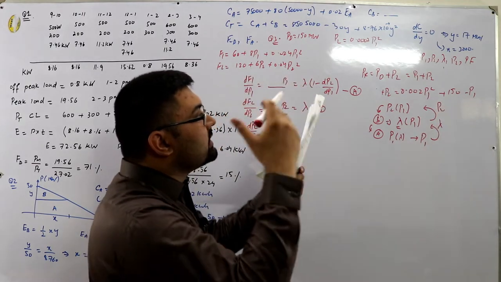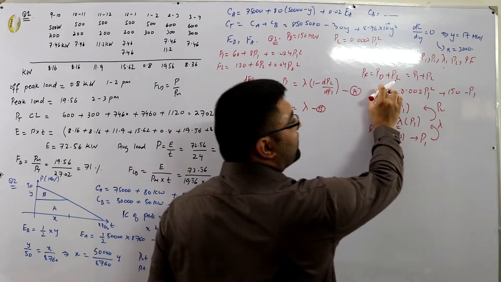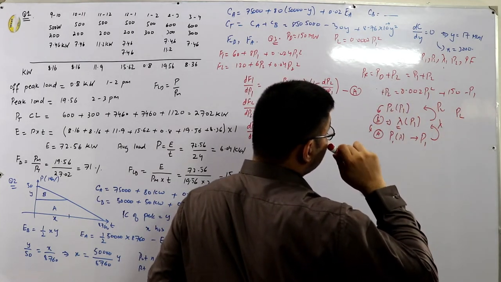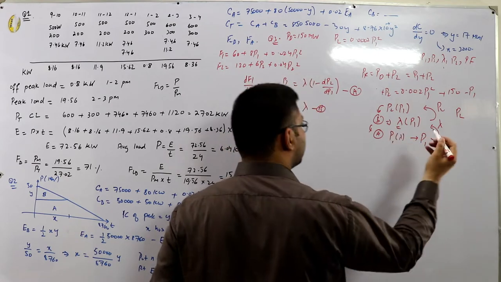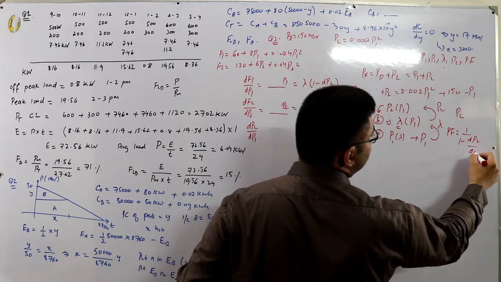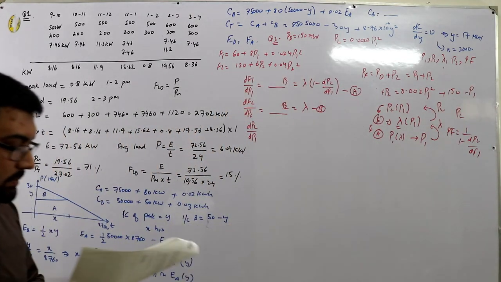You've got P1, you've got P2, you have power demand, you can find power loss. And then what else is unknown? The penalty factor is unknown. So you can find it by this formula, 1 over 1 minus dPL with respect to dP1. This is just the previous video.